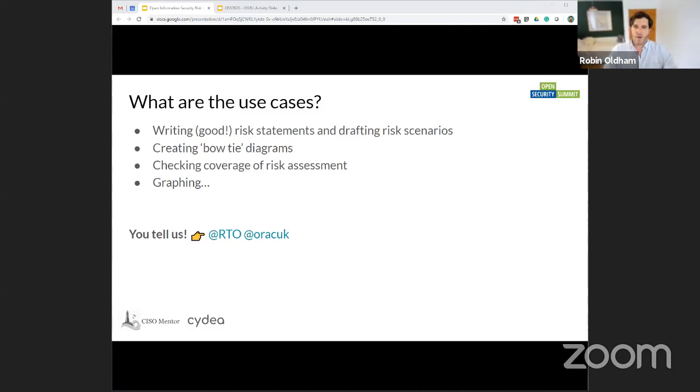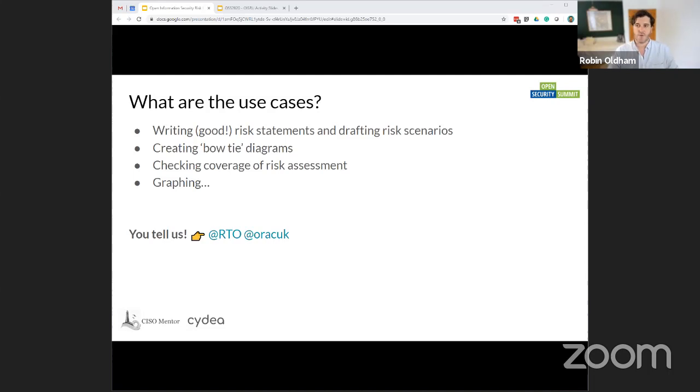So what are the use cases then? How have we been applying them to date? So there's a bit here around writing good risk statements and drafting risk scenarios and improving the example register that we talked through earlier. But as well as that, you can use it for other use cases as well.